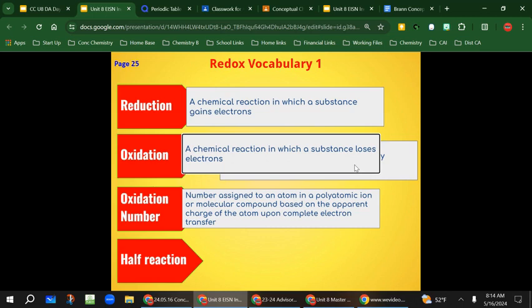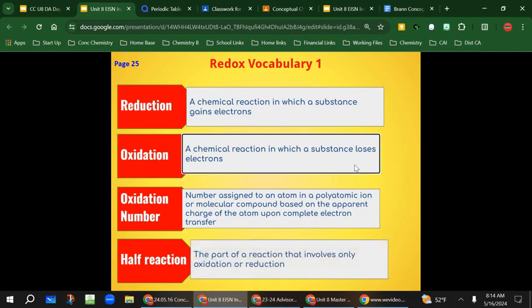We've already talked about this, ladies and gentlemen. I gave it a different name for you. We'll talk about that in just one second. And finally, half reaction is the part of the reaction that involves only oxidation or reduction.